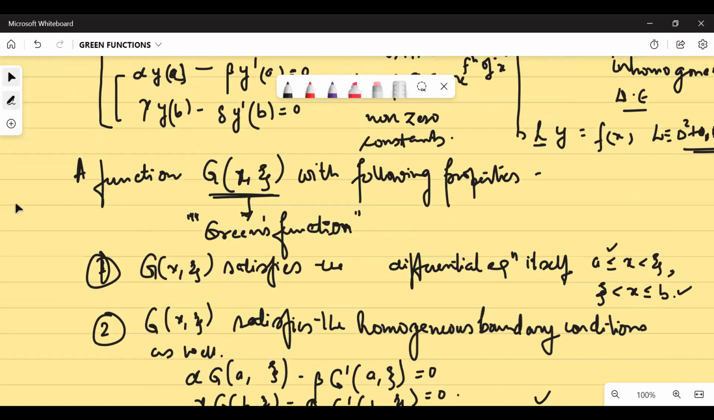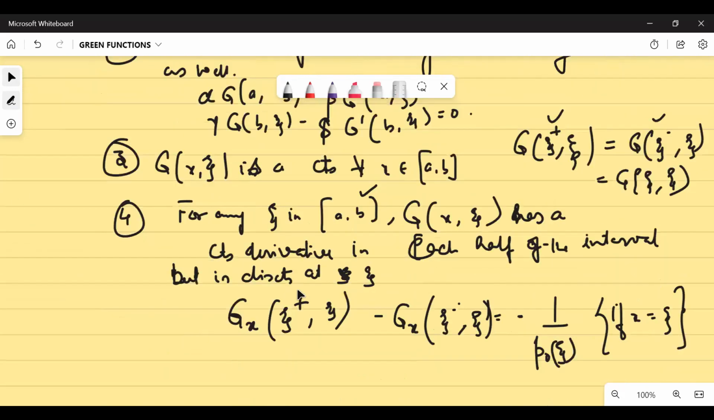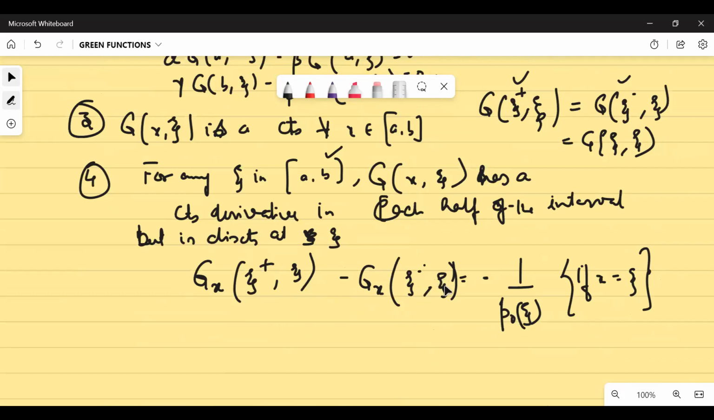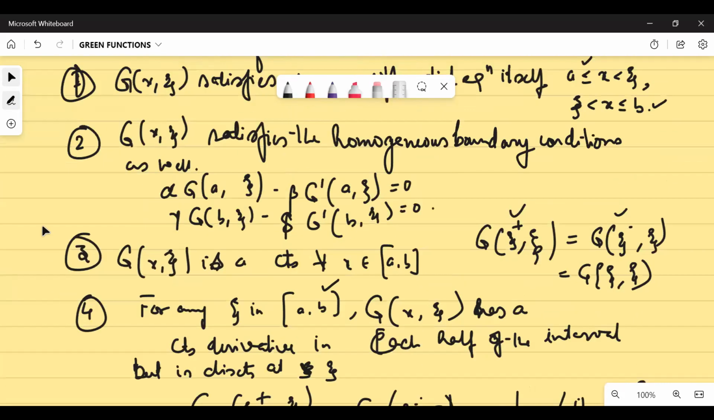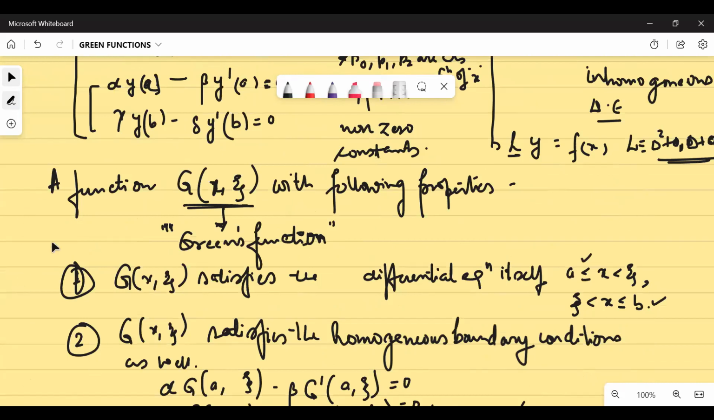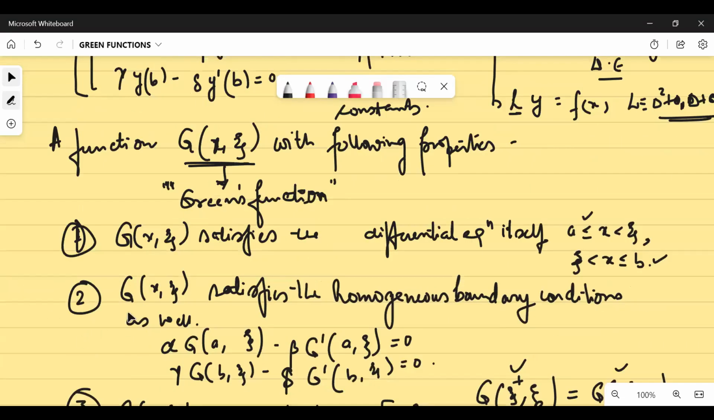So what I can say is that g x zeta plus comma zeta minus g x zeta minus comma zeta is equal to minus 1 upon p naught zeta if x is equal to zeta. So overall, you can say that this is what constitutes your g. So these are the properties of g. Is that clear to you? Yes, sir.